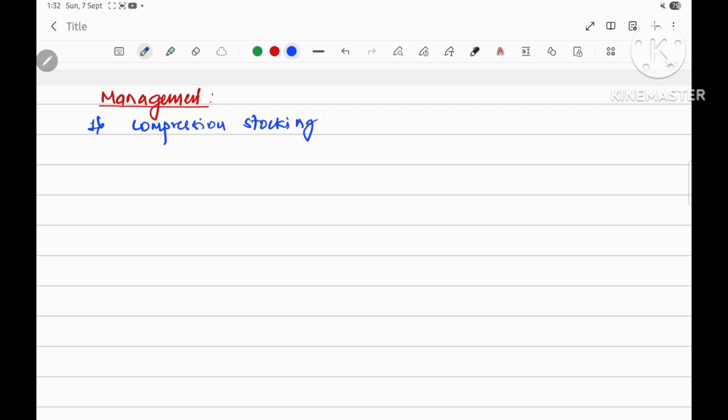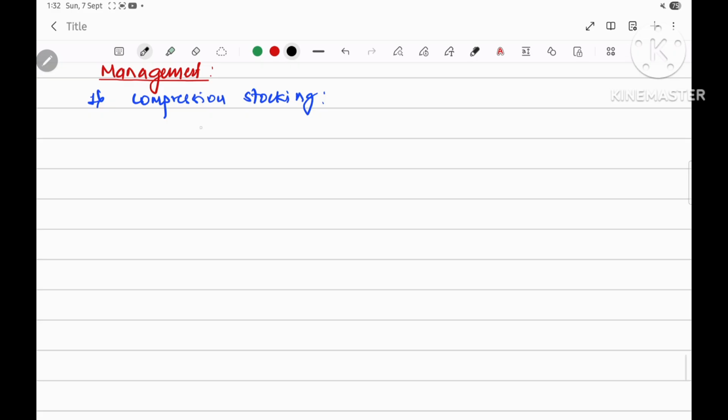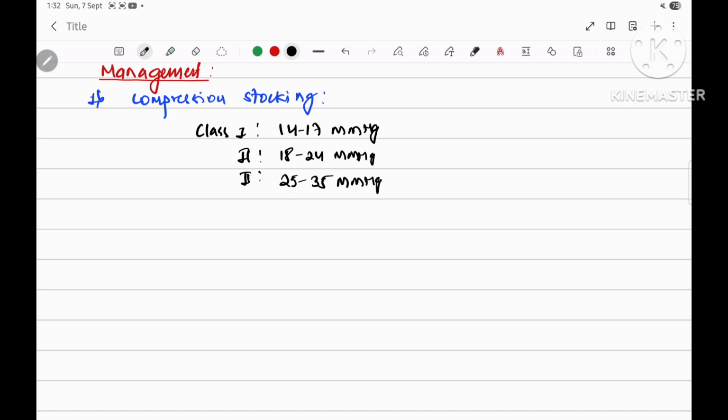According to the British classification, there are three groups of stockings: class 1, class 2, and class 3. Class 1 provides around 14 to 17 mmHg pressure, class 2 provides 18 to 24 mmHg pressure, and class 3 provides 25 to 55 mmHg pressure. These compression stockings are worn during the daytime.